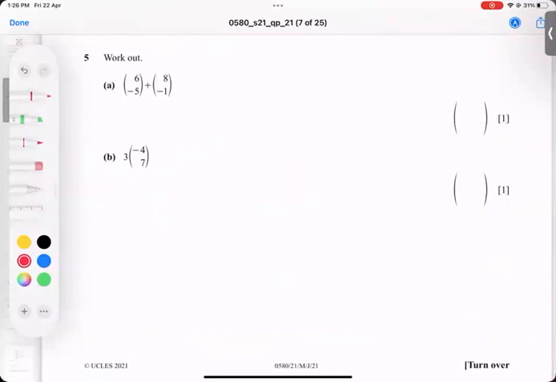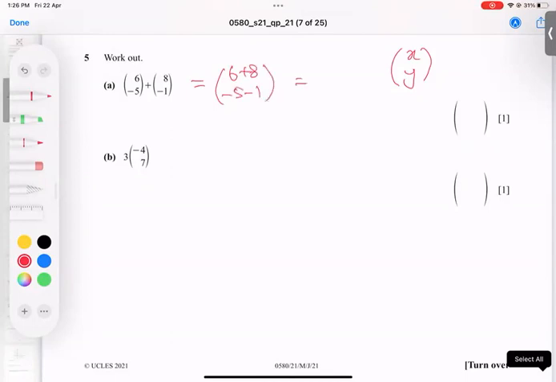Work out this in a simple basic way. The upper is called the X value, the lower is called the Y value. So 8 and 6 add up, and -5 and -1 down. In this sense, it becomes 14 and -6. That's it. Next part, he's asking us for this one. This is scalar multiplication. Simply the number outside multiplies with both, like outside a bracket. So 3 times 2 and -4, 3 times 2 and 7.